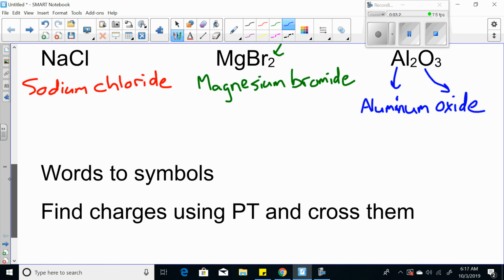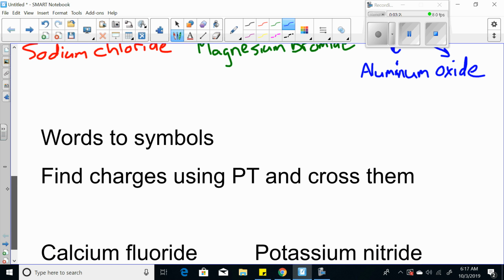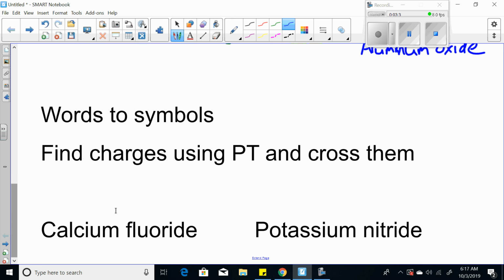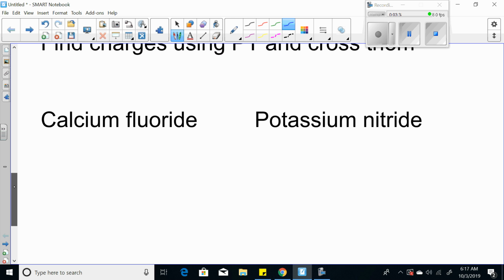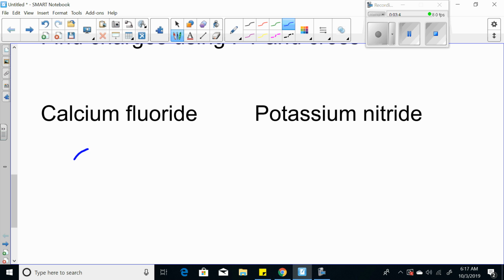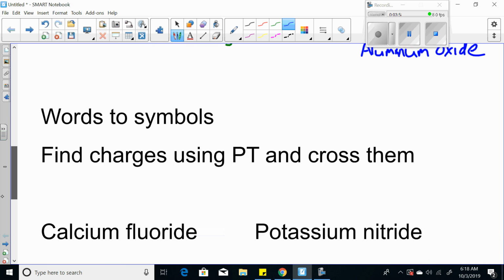Words to symbols is a little bit different. You're going to use that periodic table, and you're going to cross your charges. I'll show you what that means. So here we've got calcium fluoride. Let's expand the page a little bit. So we're looking at calcium and fluorine here. If I look at that, I've got calcium, which is right there. That's in the +2 category. And fluorine, that's in the -1 group there.